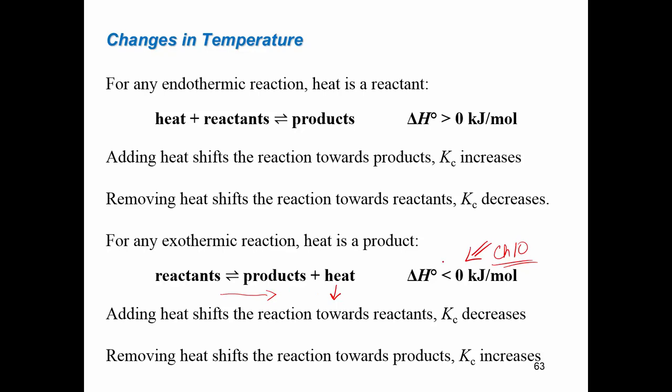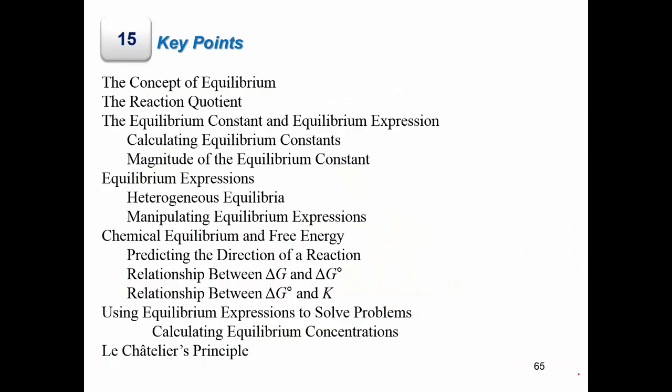Now remember, that all makes sense because when we're looking at our Ks, we're looking at the ratio of products to reactants. If I increase my products, I increase my K. If I increase my reactants, I decrease my K. So the key points for Chapter 15, the whole concept of equilibrium, I think is fairly easy for our Chem 2 students to see. We're trying to reach a steady state where there is no net reaction occurring. There are reactions occurring. This is a dynamic state, but there is no change in concentration.